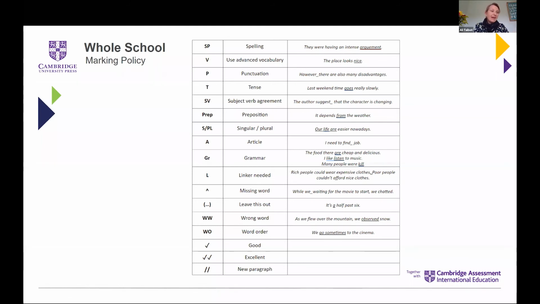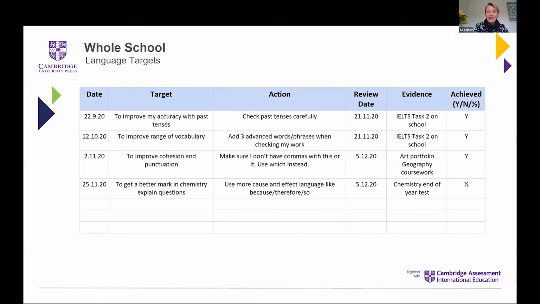Something else that I've tried, again with really great success, is language targets. So having EAL students have it in their planner. Now at the moment it's on OneNote for us, but getting them to think about, what do I need to do for my language to improve, and take it with them wherever they go, so they can look at it before a history assessment.